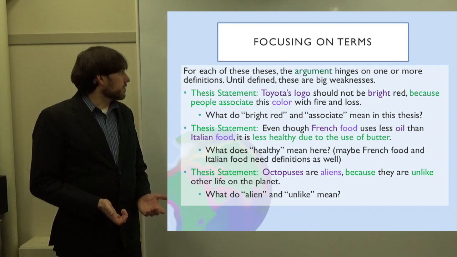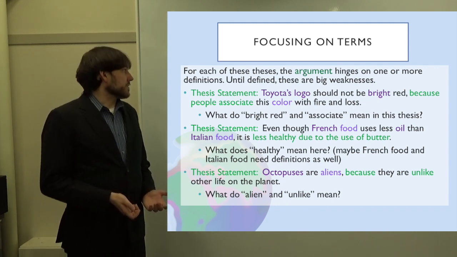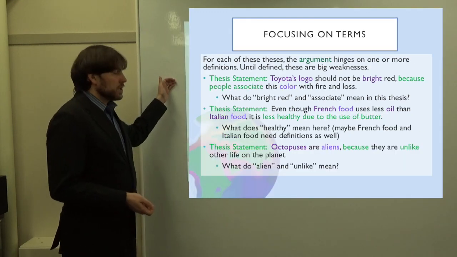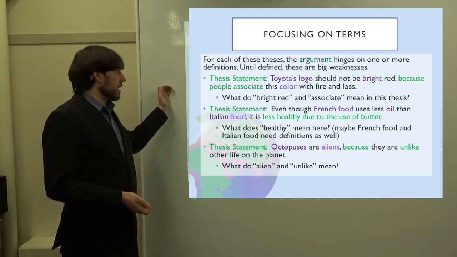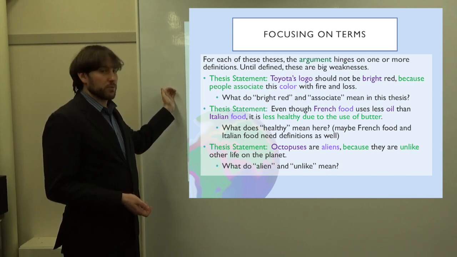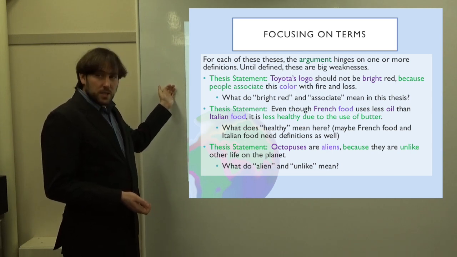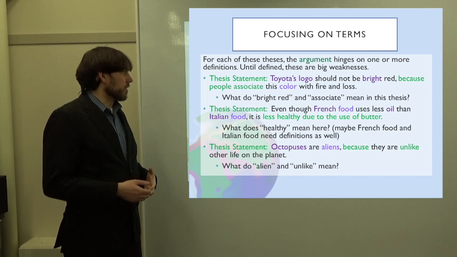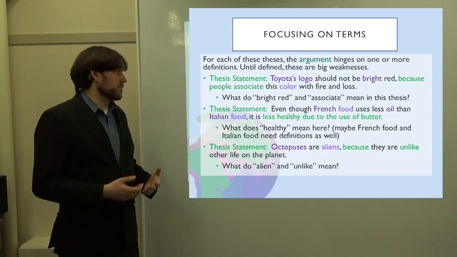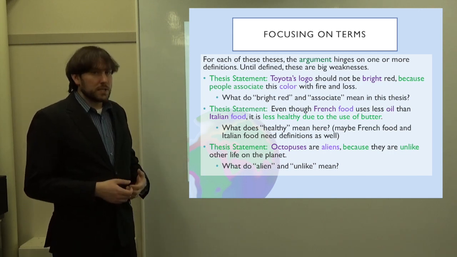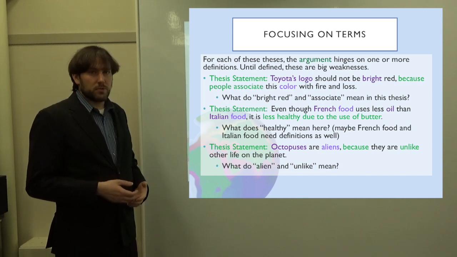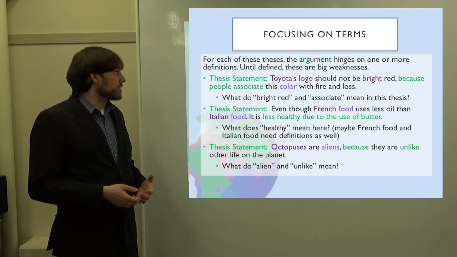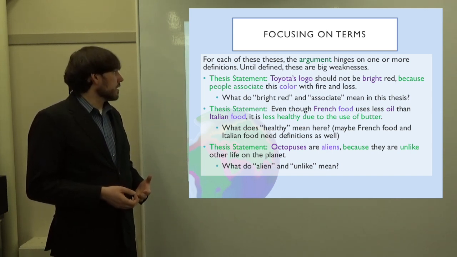Until these are defined, these are big weaknesses. So, thesis statement: Toyota's logo should not be bright red because people associate this color with fire and loss. So we need to answer, what does bright red mean here? What exactly does that cover? Is every shade of red bright? Are some shades bright and other shades not bright? What does associate mean? What sort of a connection does it take before we say two things are associated?